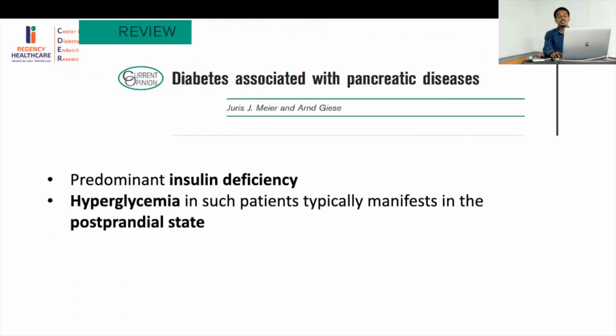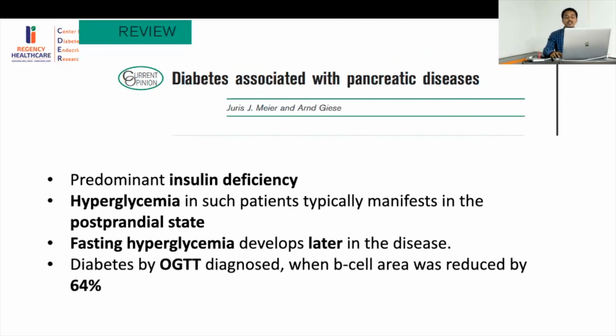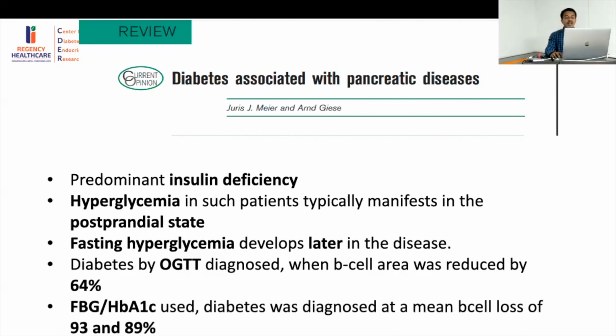Now, this review mentions that these patients predominantly have insulin deficiency. Hyperglycemia in these cases mainly manifests in the postprandial state. So if we go on regularly checking a fasting sugar sample, it may be normal, because fasting hyperglycemia develops very late in the course of disease. As has been seen, the oral glucose tolerance test can detect when the beta cell function is reduced to 64%, as against checking fasting blood glucose, when it is detected at around 93% of beta cell deficiency.